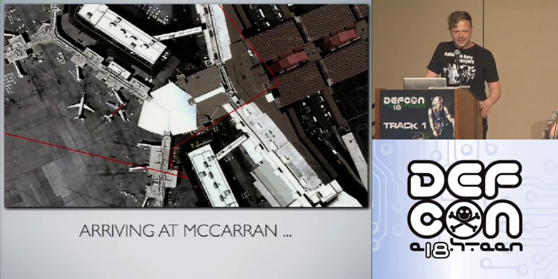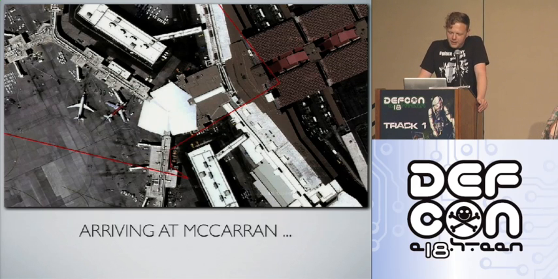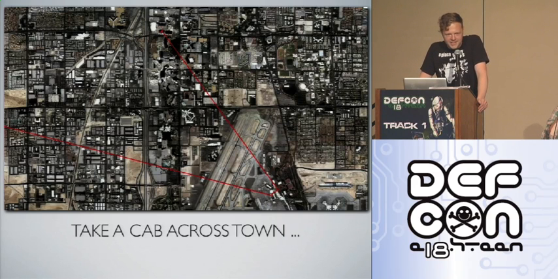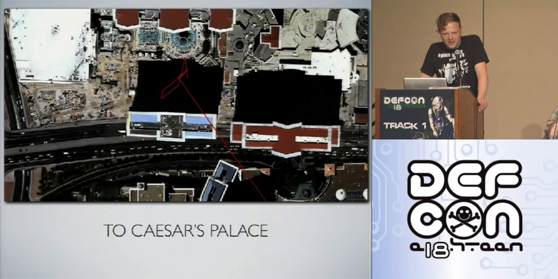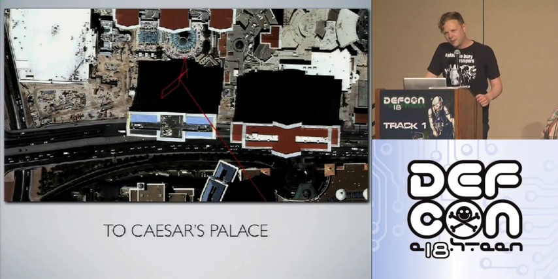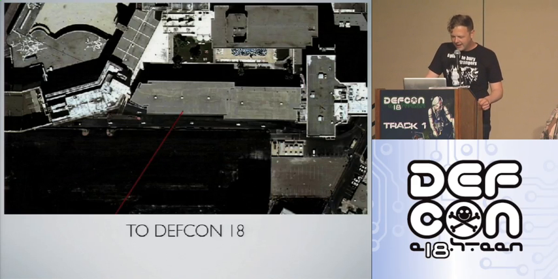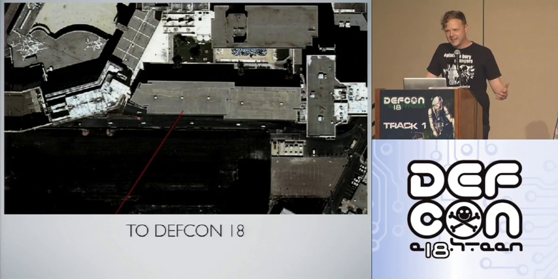Arriving at McCarran, and you can actually see us touching base here in the terminal, going out to pick up some bags, taking a cab across town to Caesar's Palace, where we checked in at the front desk, went up to our room, dropped our stuff off, went over to speakers registration for Black Hat, went back down to our room to work on slides until 4 o'clock in the morning, until we left a few days later and took another cab across town to the Riviera to check in for DEFCON 18.